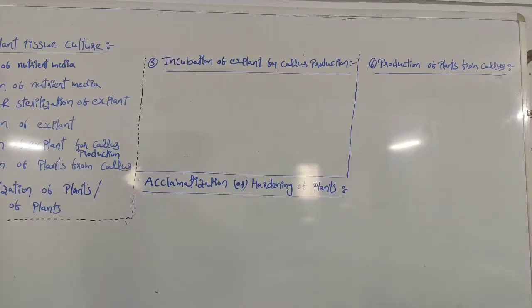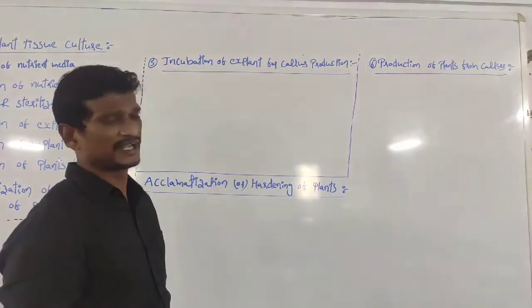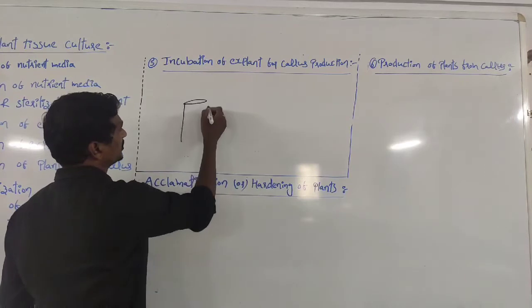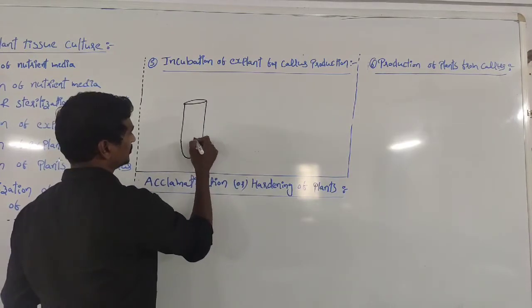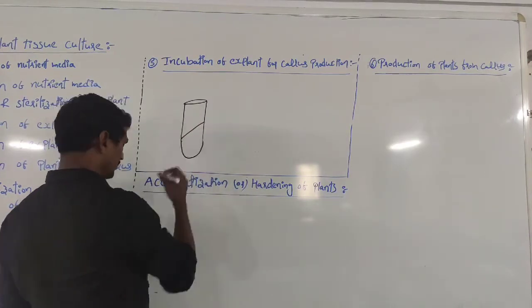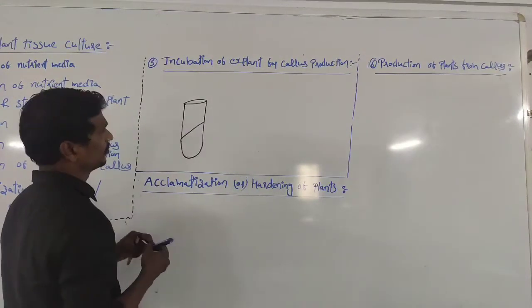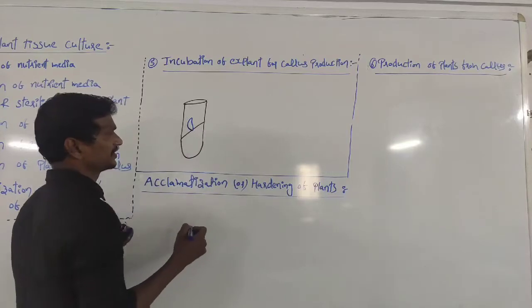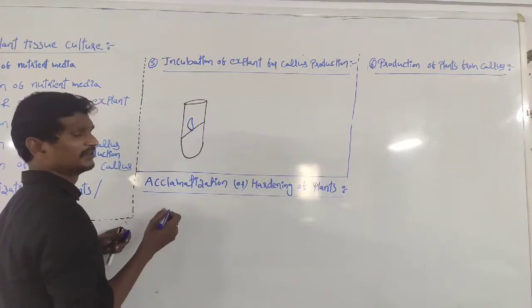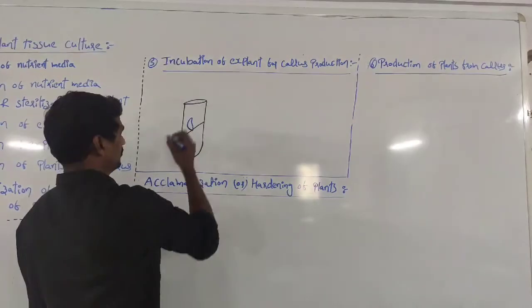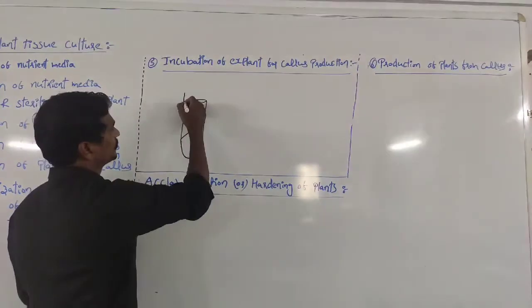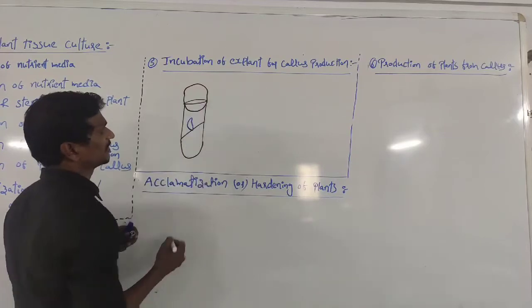Coming to the next one, the incubation of the explant for callus production. Before this, we already prepared a nutrient media slant. After that, we inserted our desired explant part. This is the explant part we inserted, with the leaf tissue we have taken, and the tissue opening is closed with a cotton plug, right?